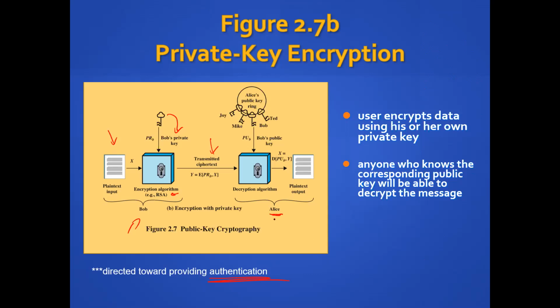Alice, on the other end, will use her RSA algorithm. She will take Bob's public key that she has, because Bob used his private key, and she's going to decrypt the message and obtain the plain text. Again, usually it would be just a symmetric key that's being sent over. The user encrypts data using his or her own private key. Anyone who knows the corresponding public key will be able to decrypt the message.